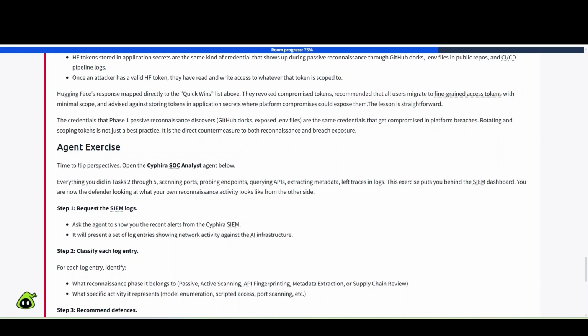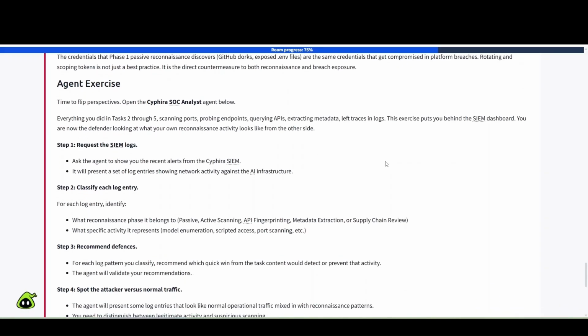The lesson is straightforward. The credentials that Phase 1 passive reconnaissance discovers, GitHub dorks that expose .env files, are the same credentials that get compromised in platform breaches. Rotating and scoping tokens is not just a best practice, it is the direct countermeasure to both reconnaissance and breach exposure.